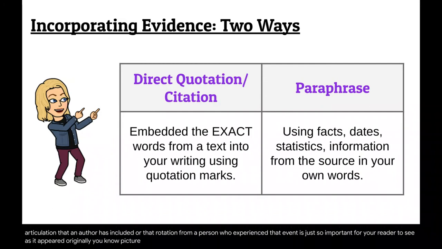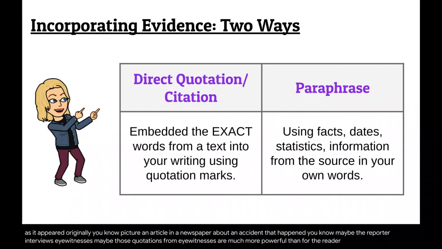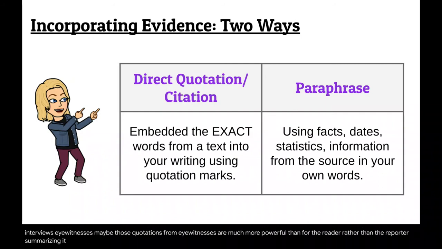You know, picture an article in a newspaper about an accident that happened. Maybe the reporter interviews eyewitnesses. Maybe those quotations from eyewitnesses are much more powerful for the reader rather than the reporter summarizing it in their own words. So think about what would be the most rich experience for your reader, and then determine, should I use direct quotation?